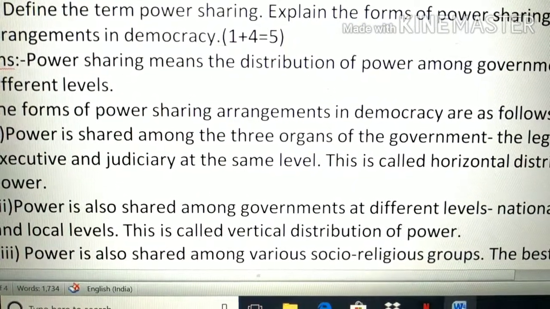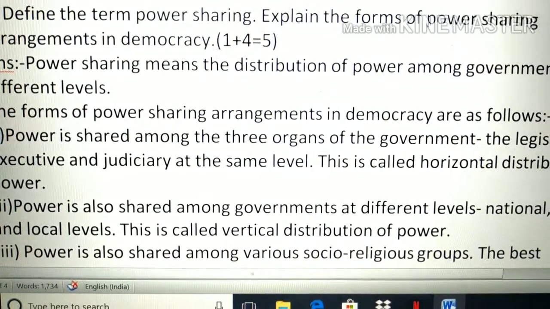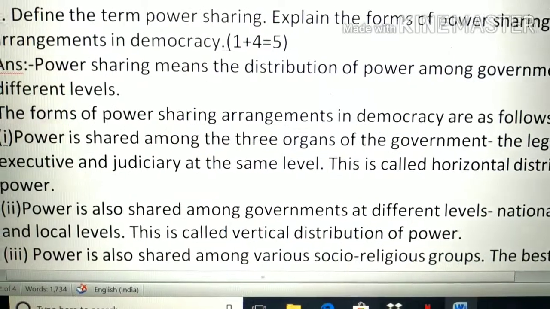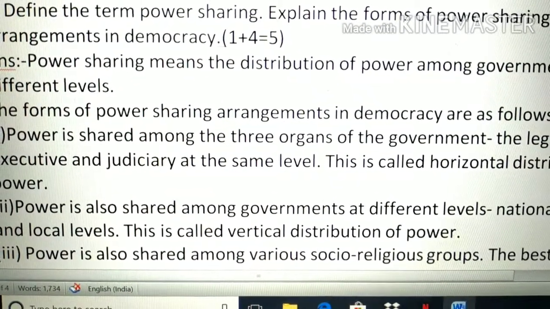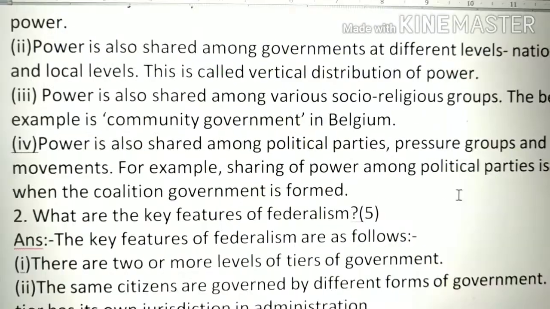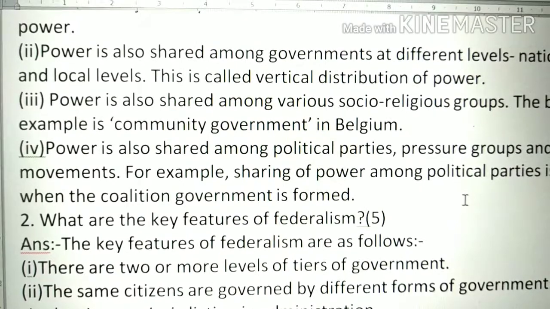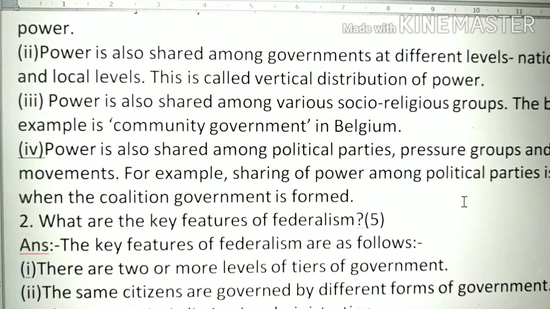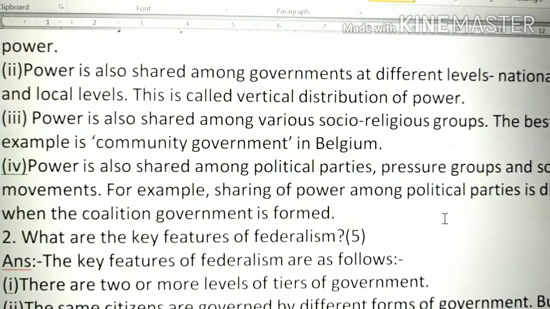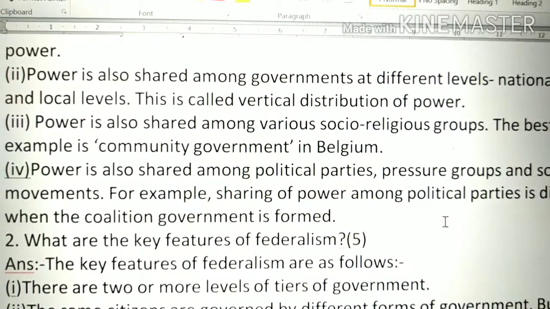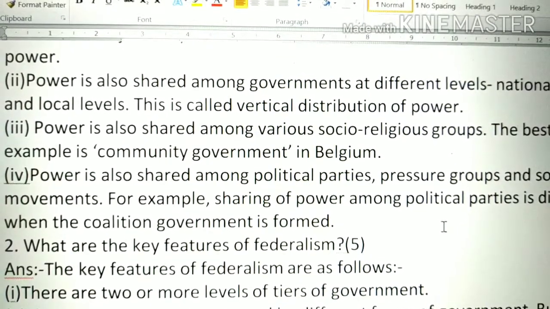Point number 2. Power is also shared among governments at different levels: national, state, and local level. This is called vertical distribution of power. Point number 3. Power is also shared among various socio-religious groups. The best example is community government in Belgium.